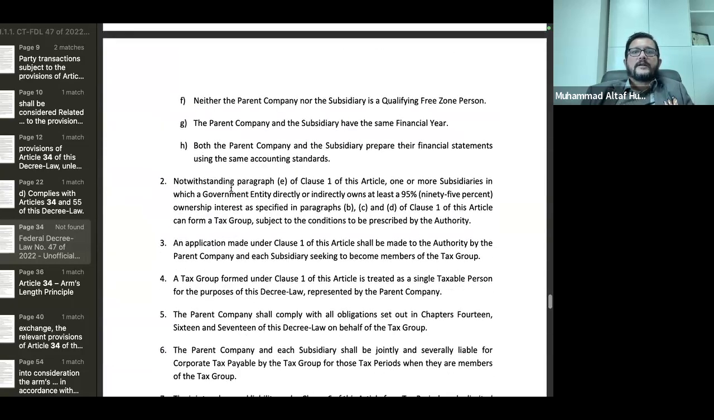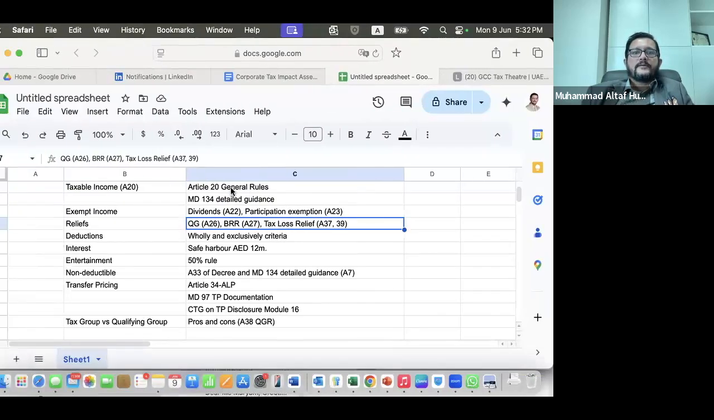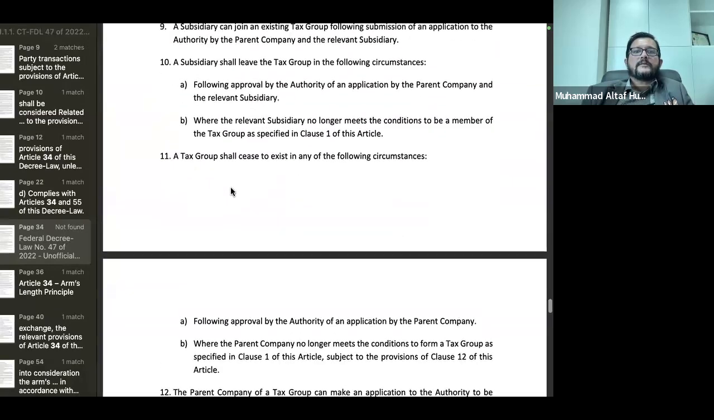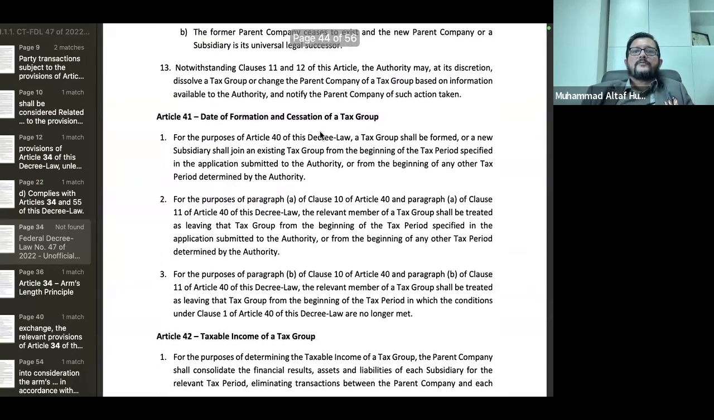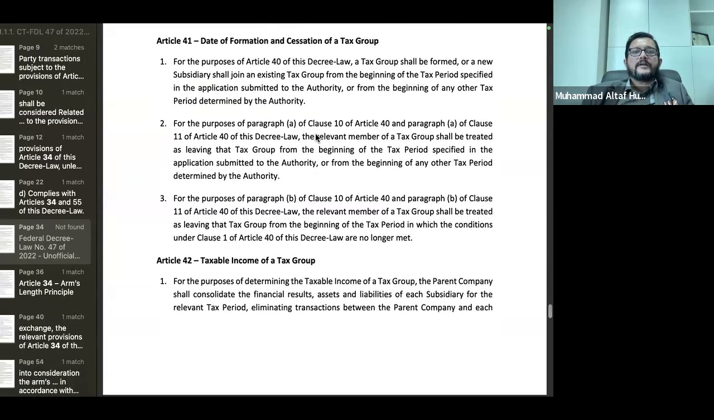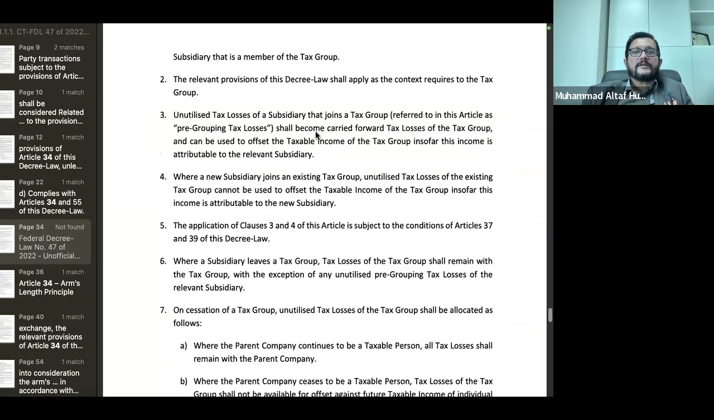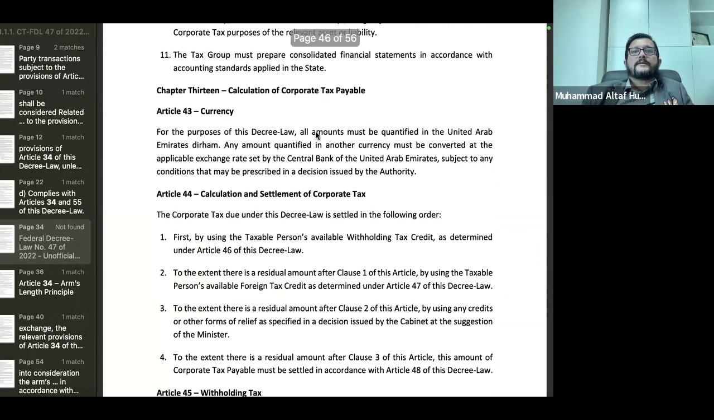Okay, so that's Article 40, right? And forming the tax group is not a mandatory thing, right? It depends on the taxable person whether they want to file individually or as a group. Yes, tax group, Article 40. Okay, that's also done. What else is there? Key things we have almost: date of formation and cessation. So 41 is there, taxable income of a tax group, so 41, 42 is there. What else is there? Yeah, that's about it.